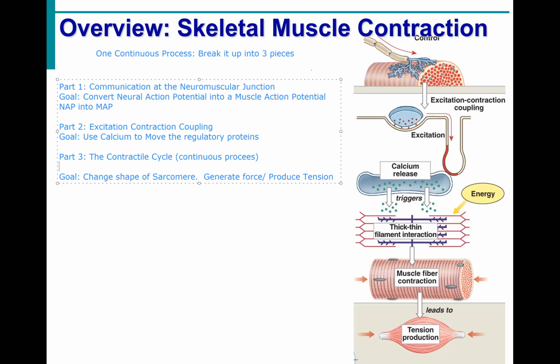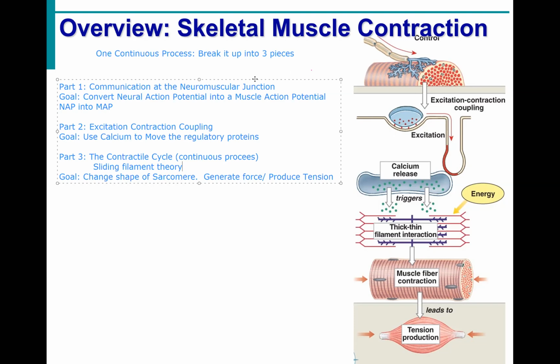Now, to do this, we are going to move the myosin and actin. So part 3 is called the contractile cycle, but sometimes it is also referred to as the sliding filament theory. And both are acceptable terms for that, because basically what it is it's the myosin and actin sliding against each other, which changes the shape of the sarcomere and generates our force. It's what produces our tension. All right, so those are the 3 steps.